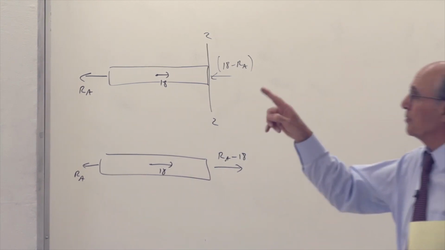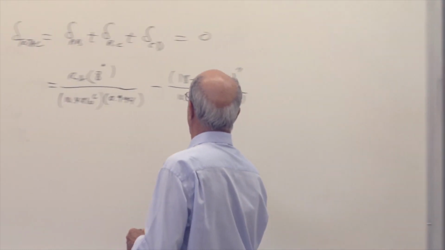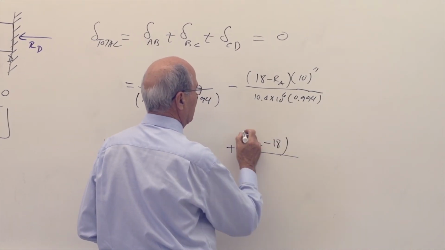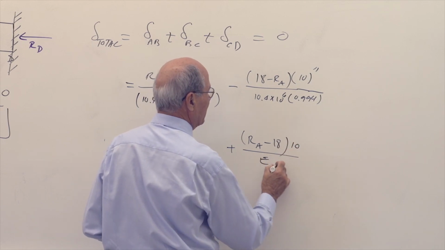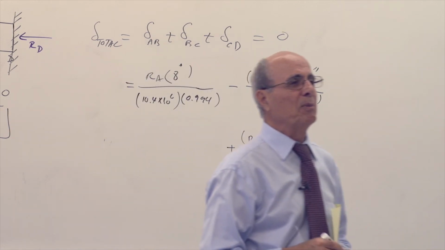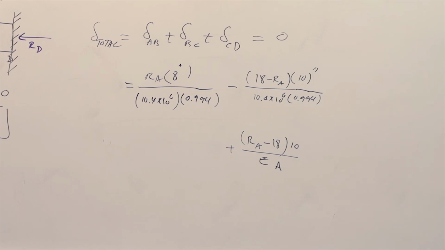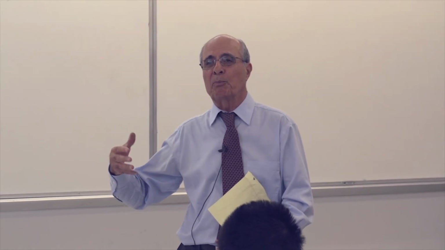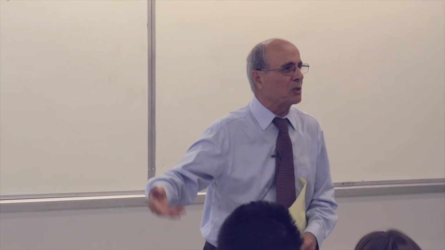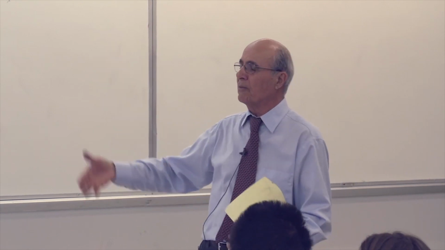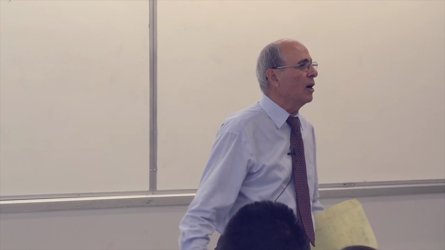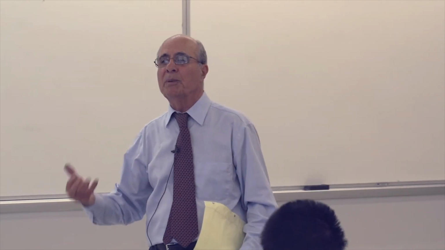But this time, I have to write underneath the option: plus RA minus 18 times 10 divided by the same. Is this exactly the same? Everybody see that? There is no difference between the two, because you don't know the value of RA. It could be in tension, it could be in compression. In tension you put plus, in compression you put minus. So minus times minus again, because both of them are the same. It doesn't make any difference, of course, because we don't know the value of RA.